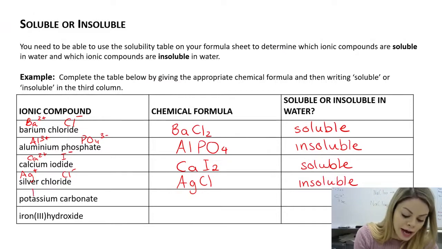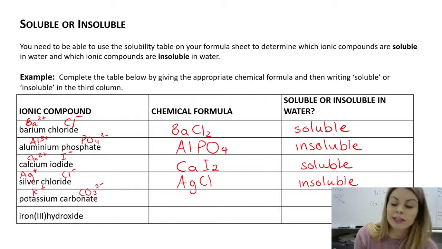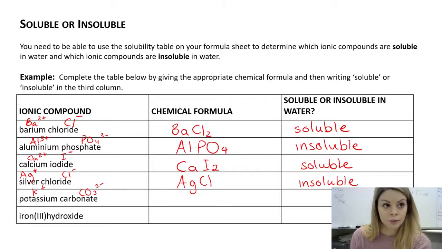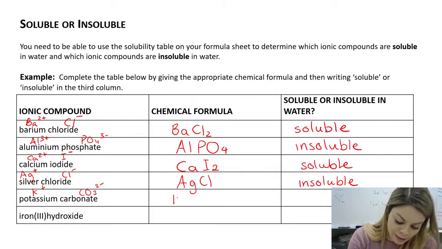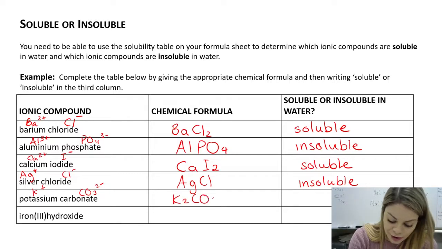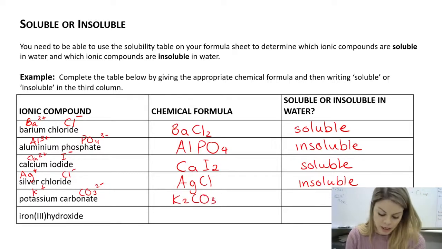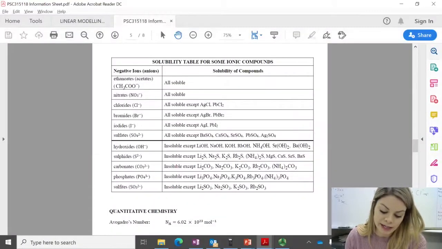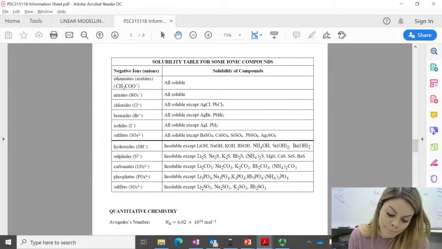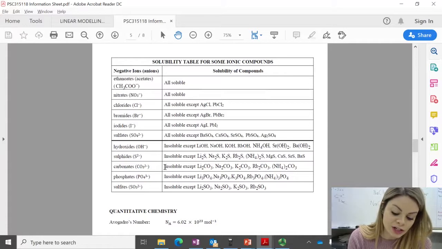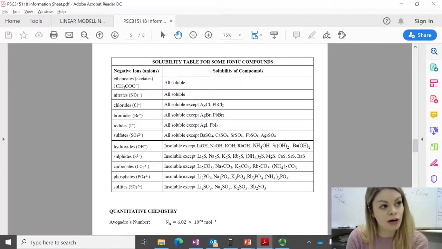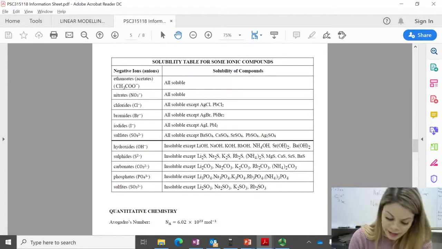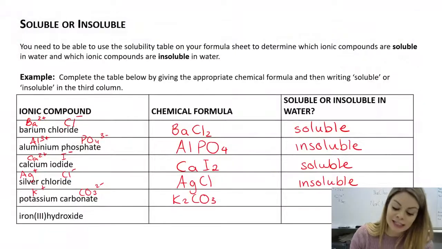Okay, potassium carbonate, that's K+, and I think CO3 2-, which you would get by checking the page. So that becomes K2CO3. And potassium carbonate, carbonates are insoluble. Is potassium carbonate one of the exceptions? Yes. So therefore it is soluble.